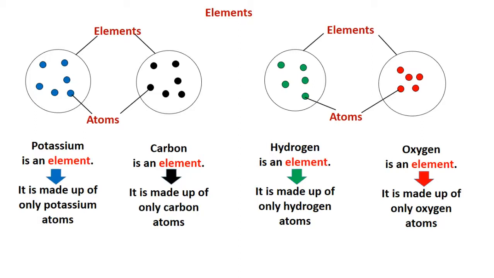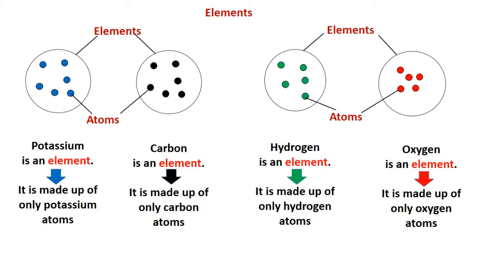If you look on the PowerPoint currently, you can see I've drawn 4 circles and I've put elements and atoms. So the circle on there represents our element, and the circles within it represent the atoms. I'm looking at the one on my left-hand side, which is potassium. Potassium is an element. It is made up of only potassium atoms. To make it very easy to recognize that it's made up of only potassium atoms, I've used the same colored circles in here. I've put in blue to tell you that it's made up of the same type of atoms. The next one is carbon.